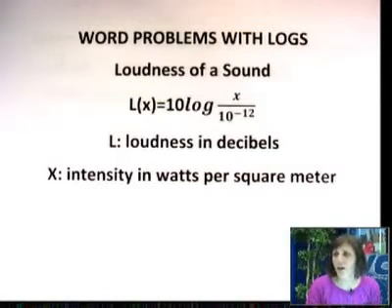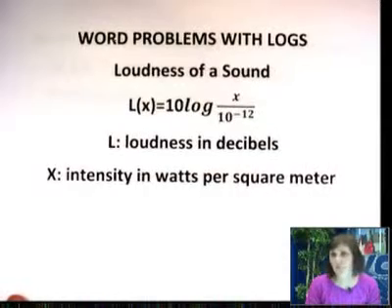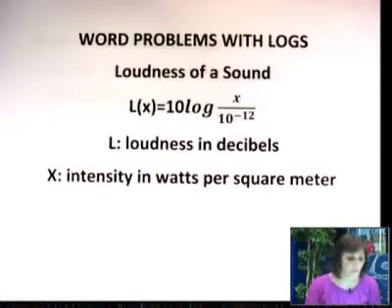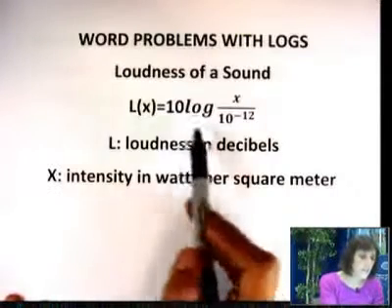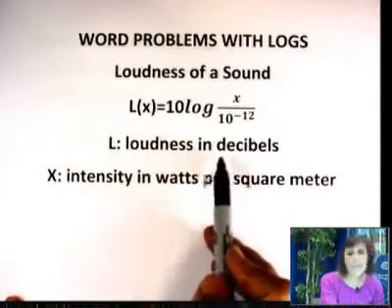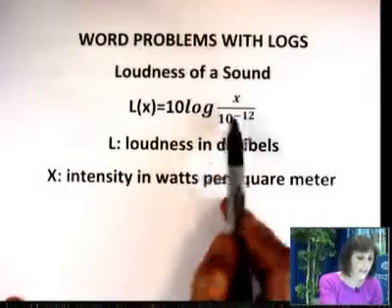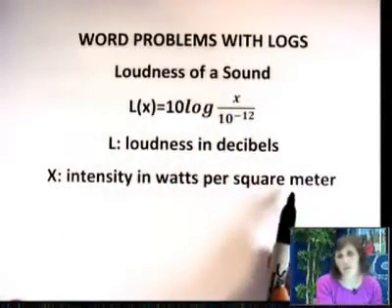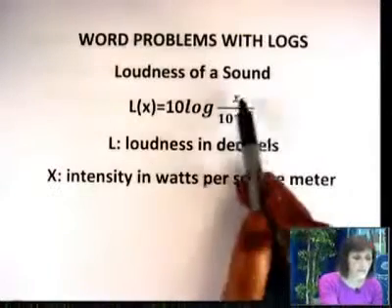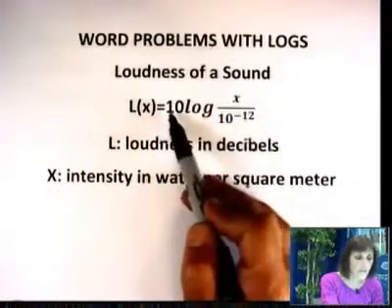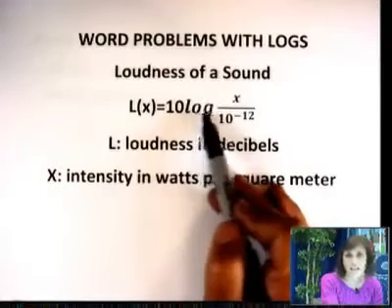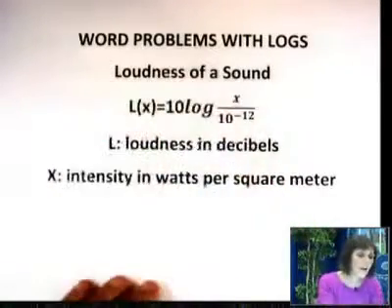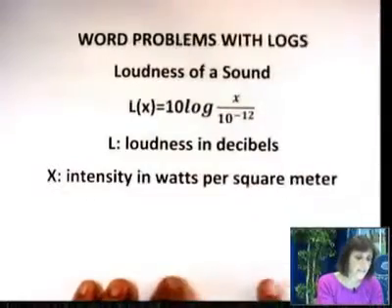Now, problems with logs. For example, loudness of a sound has a log in its formula. So let's look at what it is. L is loudness in decibels, and X is the intensity in watts per square meter. You put that in here, 10 to the negative 12, and you have 10 times log of that, base 10. That's going to give you loudness of a sound in decibels.